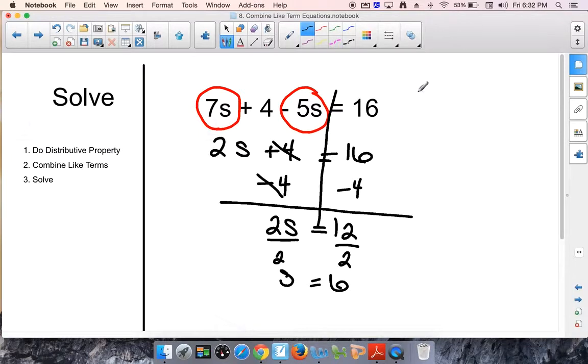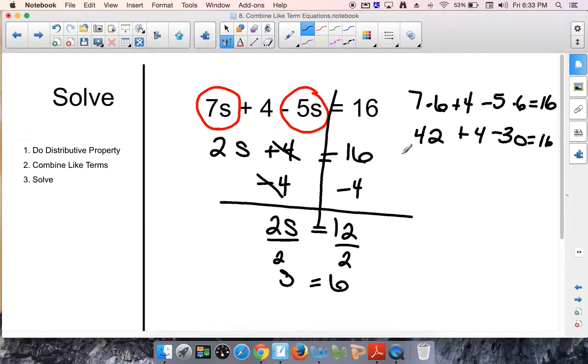Yes, I can go back and check. 7 times 6 plus 4 minus 5 times 6 must equal 16. 7 times 6 is 42, plus 4. 5 times 6 is 30. 42 plus 4 is 46, minus 30, must equal 16. 46 minus 30 is 16, and 16 equals 16, so they check out.